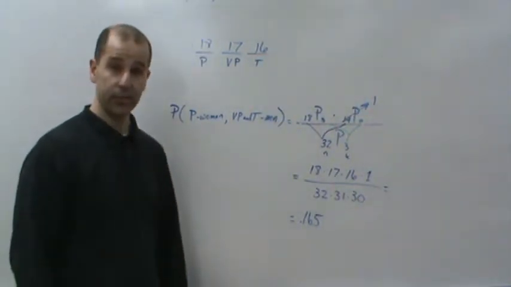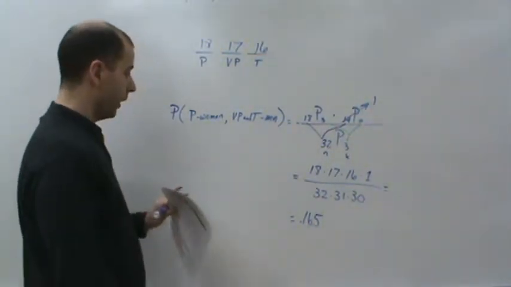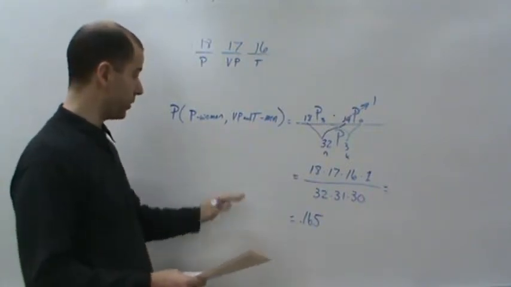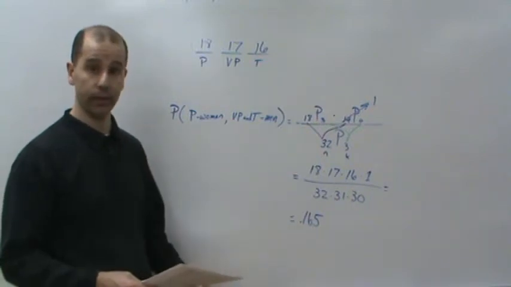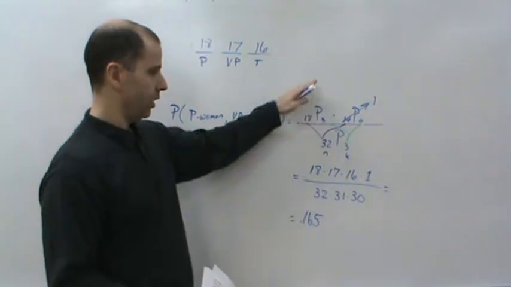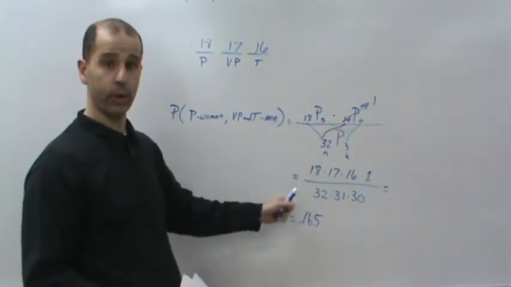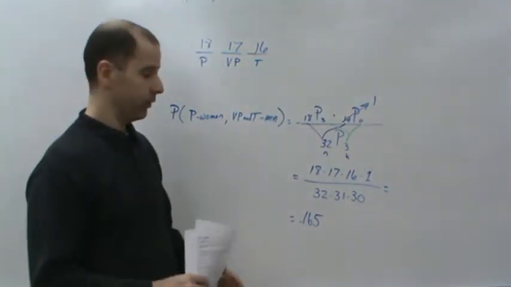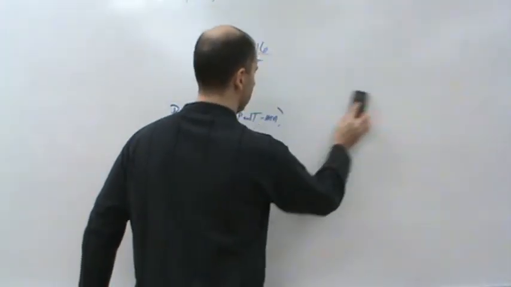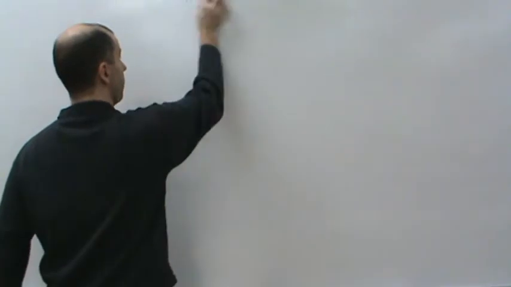I hope that all makes sense to you guys. Again, pause, rewind, watch it again if you have any questions until you understand what's going on here. All I'm doing is using permutations to find out what number goes on top and what number goes on the bottom. So now, what if order doesn't matter? Then I'm not dealing with permutations anymore.